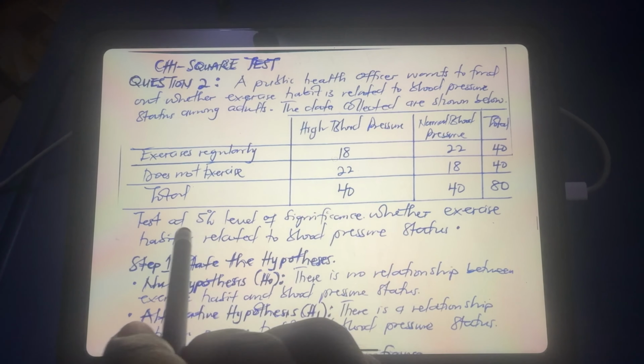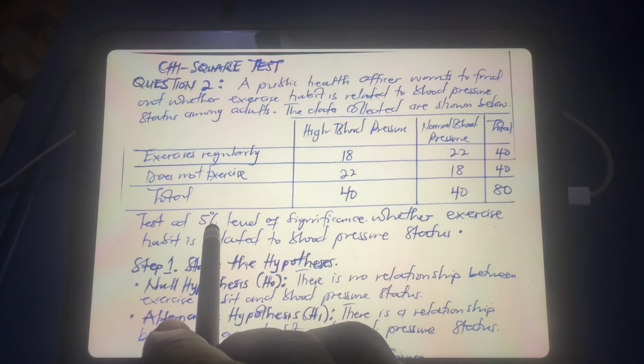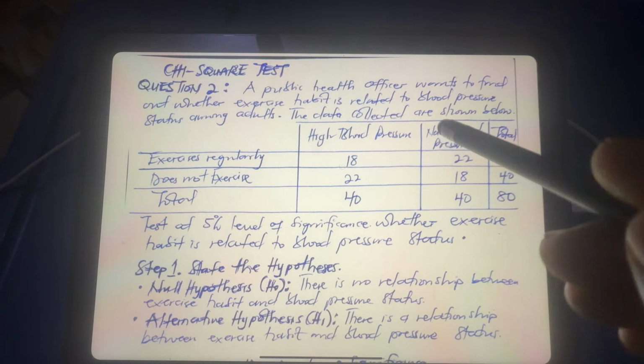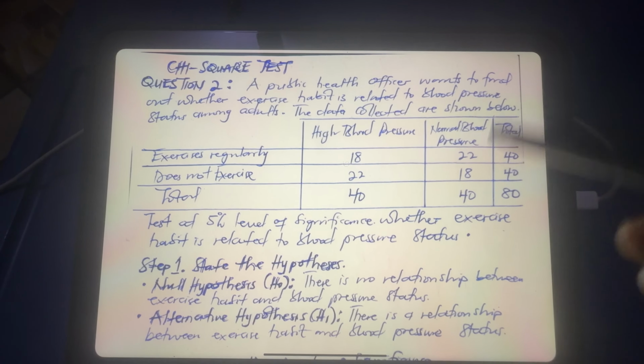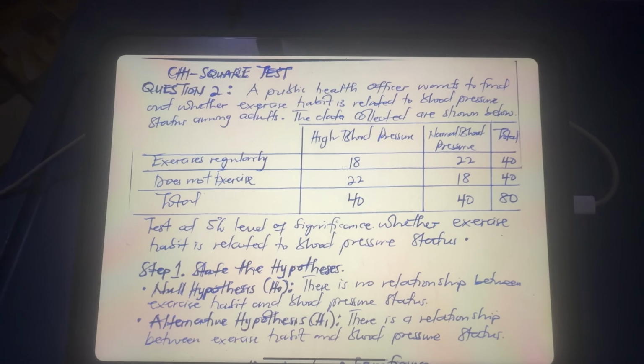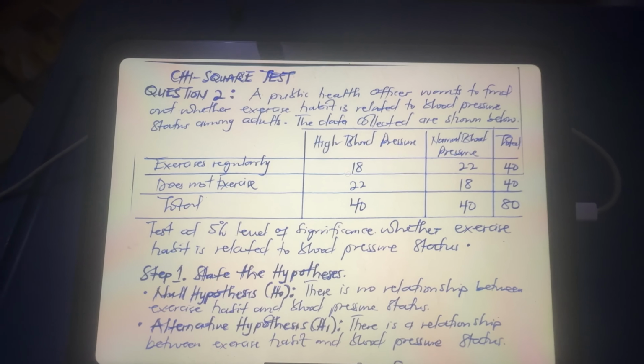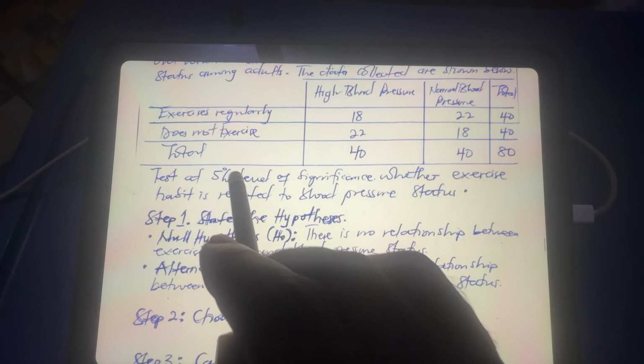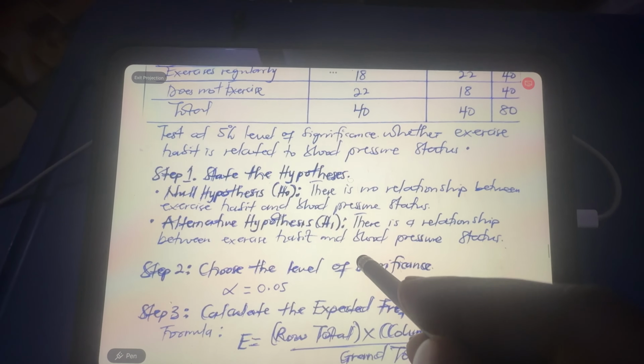If, for example, it was 2%, all it means is that alpha will be 0.02. So if they tell you it's 2%, meaning the confidence level is 98%, that is 2/100, then you write it over here. But here it's 5%, so it's 0.05.